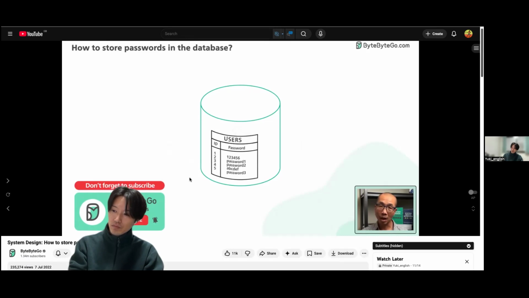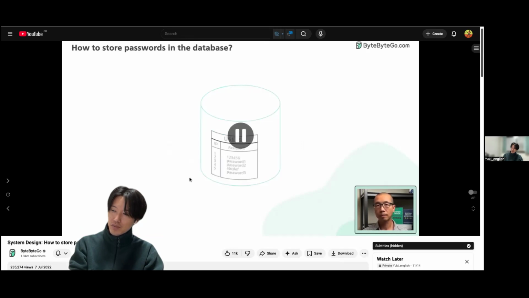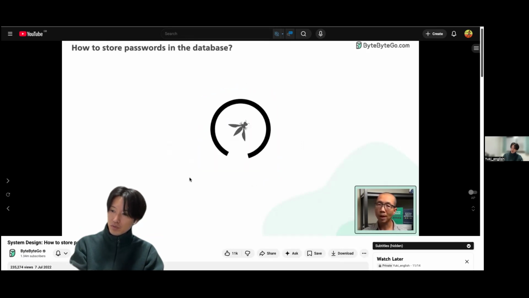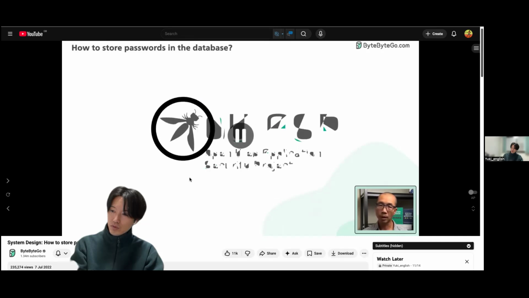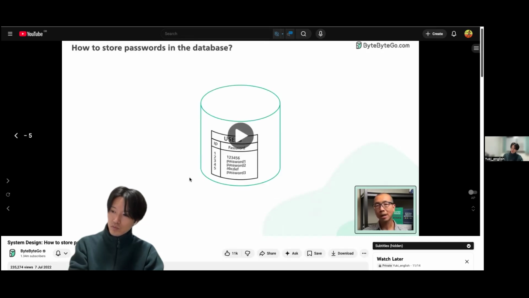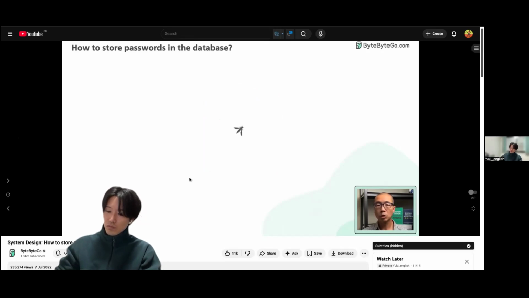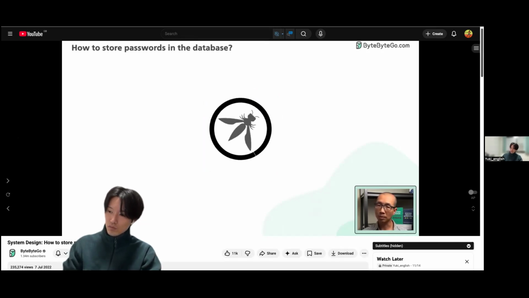If the database is compromised, an attacker could easily get all the passwords. So what should we do to safely store passwords in the database?